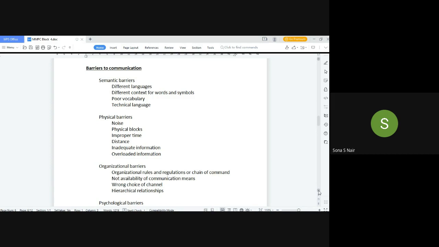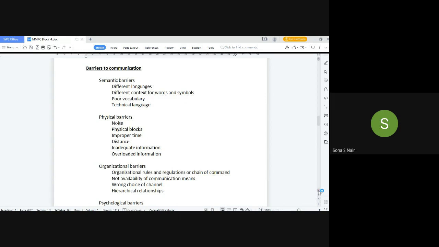Physical barriers could be noise, physical blocks. Physical blocks is maybe a glass door in between. Noise means some outside noise. Improper time, in the sense that when I am talking, I am putting the message very clearly, but the time is not proper for the other person to actually receive it. Maybe he's in a hurry, or she's in a hurry, or maybe he's busy with something else. He might not be able to receive the message properly. Distance obviously is a big problem. Inadequate information can create misunderstandings, and overloaded information can also not be that useful because then the attention span goes down.